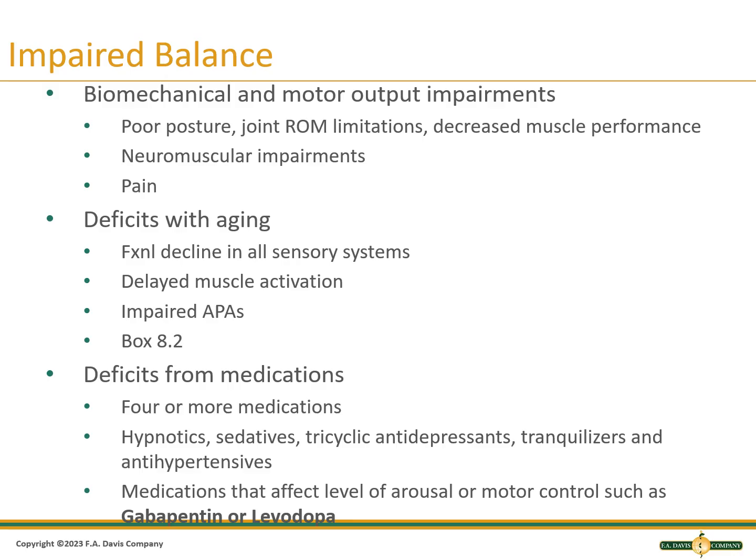So a patient who is on 4 or more medications is deemed as having polypharmacy and is at an increased risk for balance deficits. Hypnotics, sedatives, tricyclic antidepressants, tranquilizers, and antihypertensives are all commonly used and can influence balance. And any medication that affects the level of arousal for the patient, such as gabapentin or levodopa, can cause balance impairments.